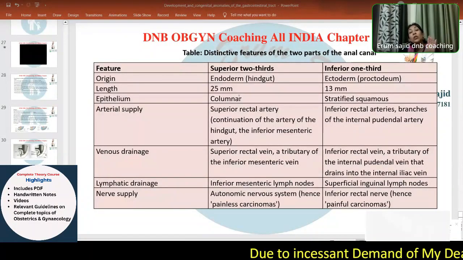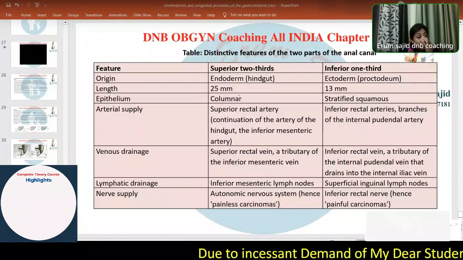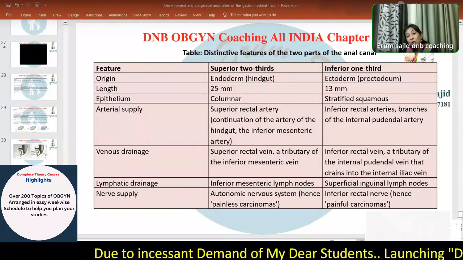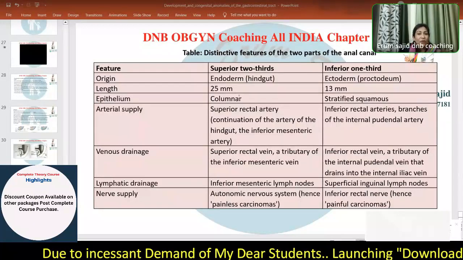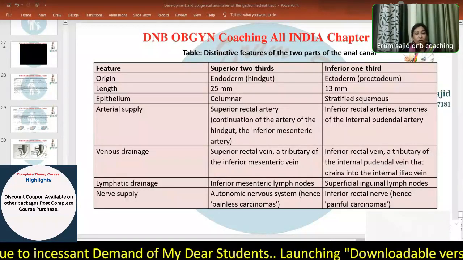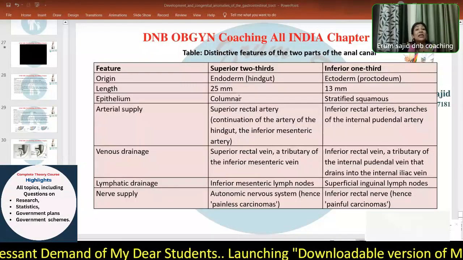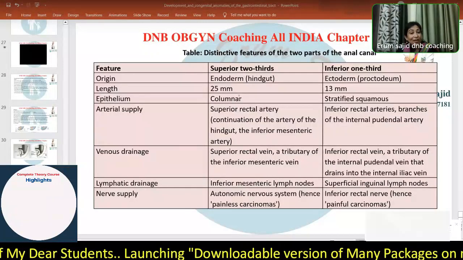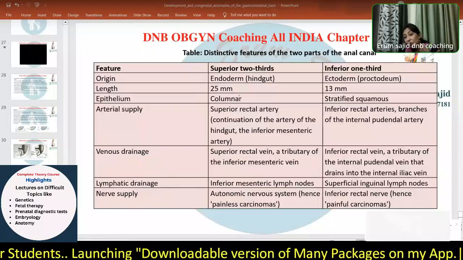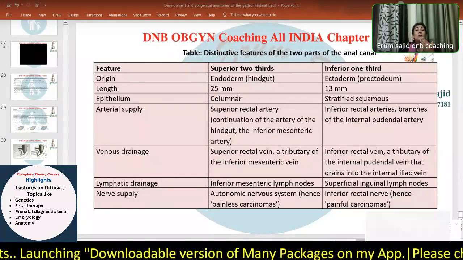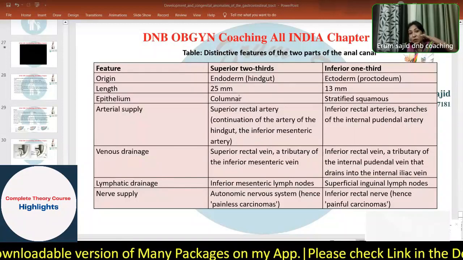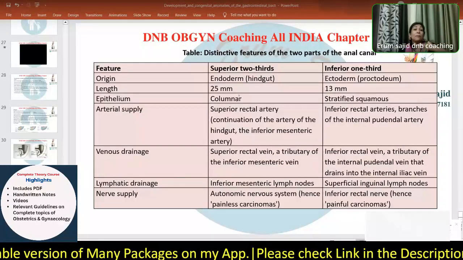So the superior 2/3 above the pectinate line or the white line has an endodermal origin, and below that it is ectoderm. The length above is 25 and below is 13. That's not very important; length can be different. But the epithelium above is columnar, and below it is stratified squamous. Arterial supply superiorly is given by the superior rectal artery. See, the name is the same, don't confuse that, but the origin is different. Superiorly it is the superior rectal artery, inferiorly the inferior rectal artery.